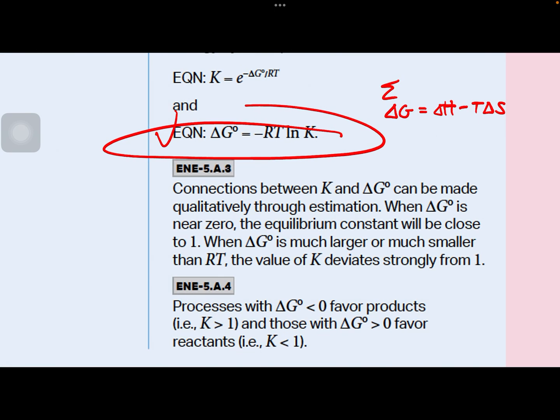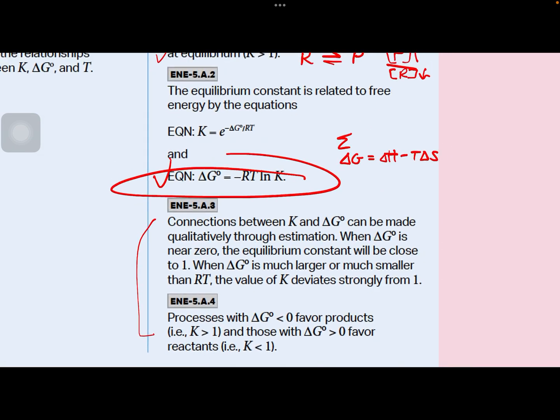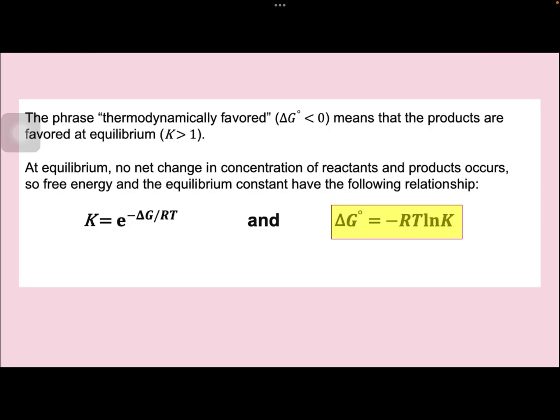And then this just summarizes our things as well. Okay. So we already know that thermodynamically favored means products are favored at equilibrium. And at equilibrium, there's no overall change in concentrations. Free energy and equilibrium constant have this mathematical relationship that I have here highlighted in yellow.